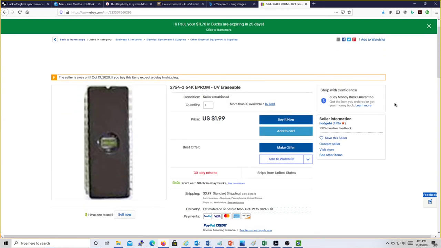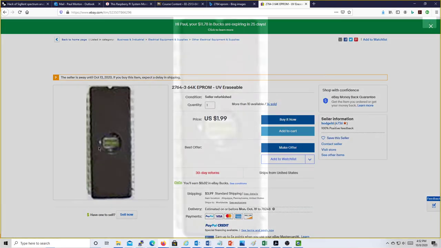Well, okay, you can buy this on eBay for $2. It's a 64K EEPROM. It's a 2764. It's UV erasable. And notice we can blow it up. You're looking through a little window here. It's usually a mica window. And you're actually seeing the actual die. Now, this is out of focus, unfortunately.